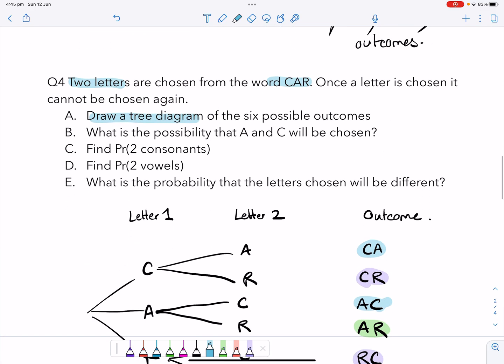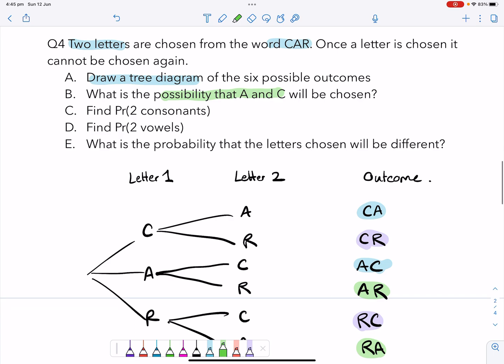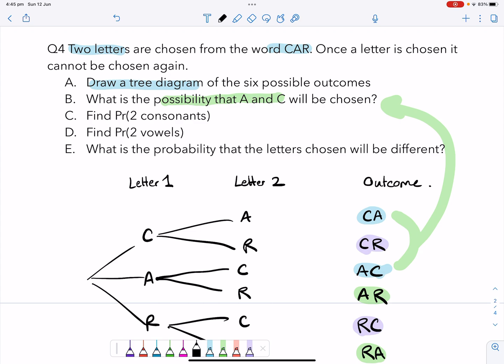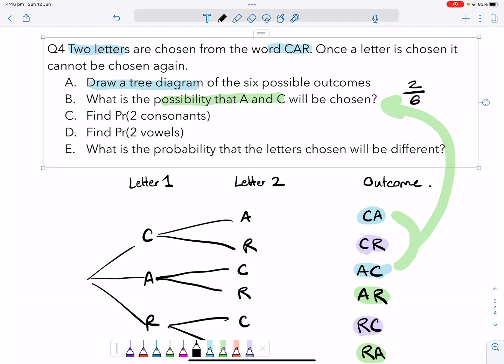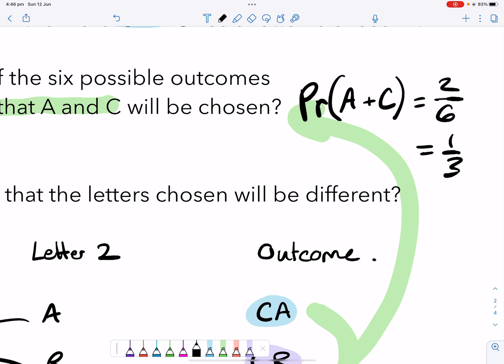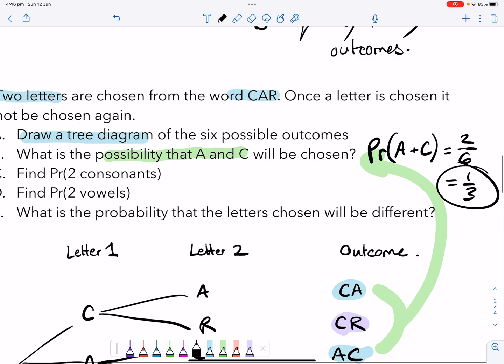Let's see what the next question asks us to do. What is the possibility that A and C will be chosen? So A and C would be these two together. So out of our, there are 6 outcomes in total, and 2 of them have an A and a C. So we've got 2 out of 6 outcomes. I should probably do this properly, so formatting reasons, it should be probability of A plus the C would be 2 out of 6, which simplifies to 1 over 3. We should always have our answer as simple as possible.